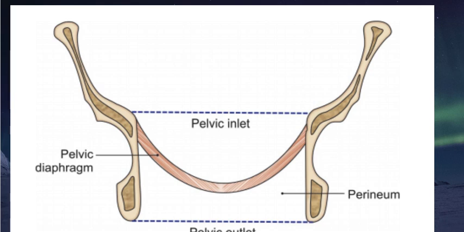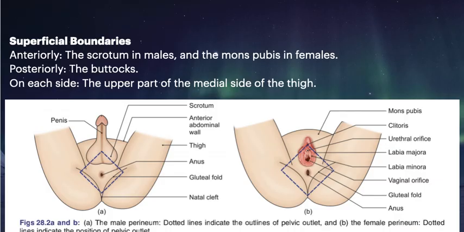Okay, so this is the bony pelvis, right? This is the pelvic inlet, this is the pelvic outlet. This is the pelvic diaphragm comprised of the levator ani and the coccygeus muscle, and below that is the perineum area over here. So coming to the superficial boundaries of the perineum, anteriorly it is bound by the scrotum in males and the mons pubis in females. Posteriorly we have the buttocks, and on each side we have the upper part of the medial side of the thigh.